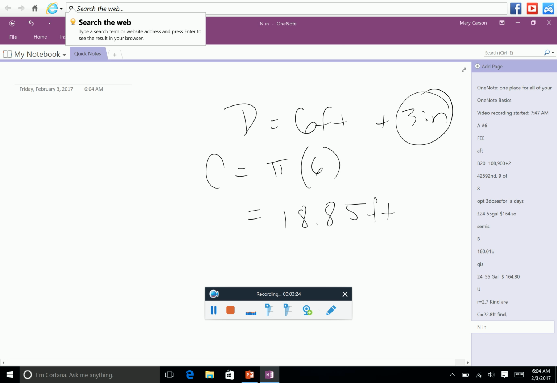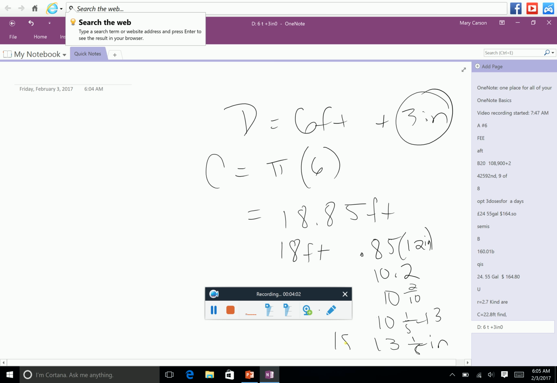So the problem with this is we have to have the same unit. So what I'm going to do is this is actually 18 feet, and if you take 0.85 and multiply it by 12 inches, that will give you your inches. So you end up with 10.2 here, which is about 10 and 2/10, which is the same thing as 10 and 1/5. Okay. So then if we add 3 to that, this will be about 13 and 1/5 inches. So 18 feet, 13 1/5 inches. Okay.